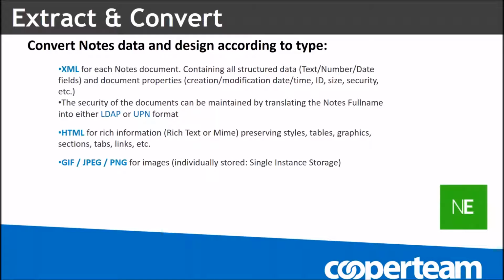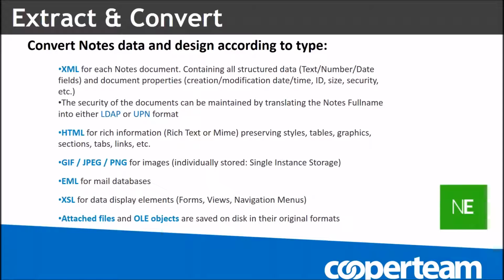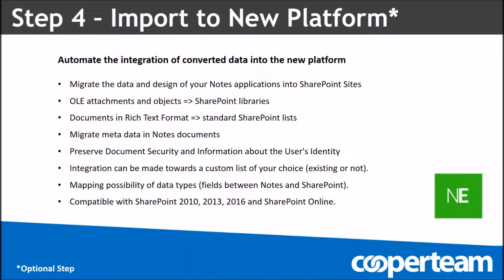Moving on. GIF, JPEG, and PNG are used for images, which are individually stored, meaning single instance storage. EML is used for mail databases. XSL is used for any data display elements such as forms, views, and navigation menus, and attached files and OLE objects are saved on disk in their original formats.